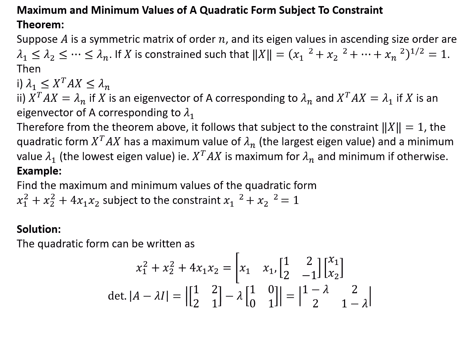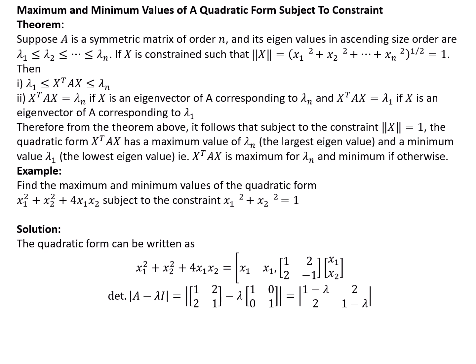This is equal to 1. That is the constraint. Then lambda 1 is less than or equal to the transpose of x multiplied by Ax, which is less than or equal to lambda n. Take note of this. Then the transpose of x multiplied by Ax is equal to lambda n.